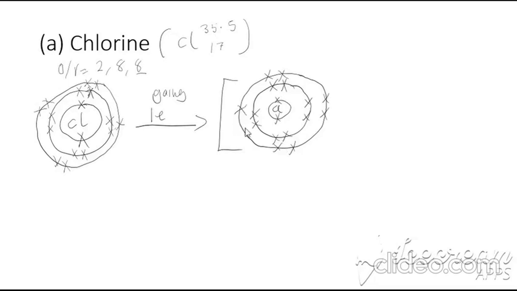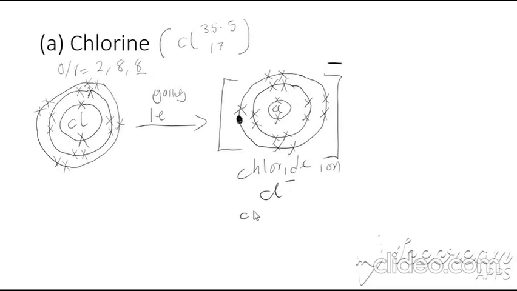Now here I'm going to show how chlorine will look after gaining. So chlorine should gain what? 1 electron. It should gain 1 electron so that it can obey the octet rule. It should have how many electrons? 8, not 7. So here I'm going to write just negative, like this, which means it's gaining 1 electron. Note that we call this one the chloride ion. This is the chloride ion, and the symbol is like this.